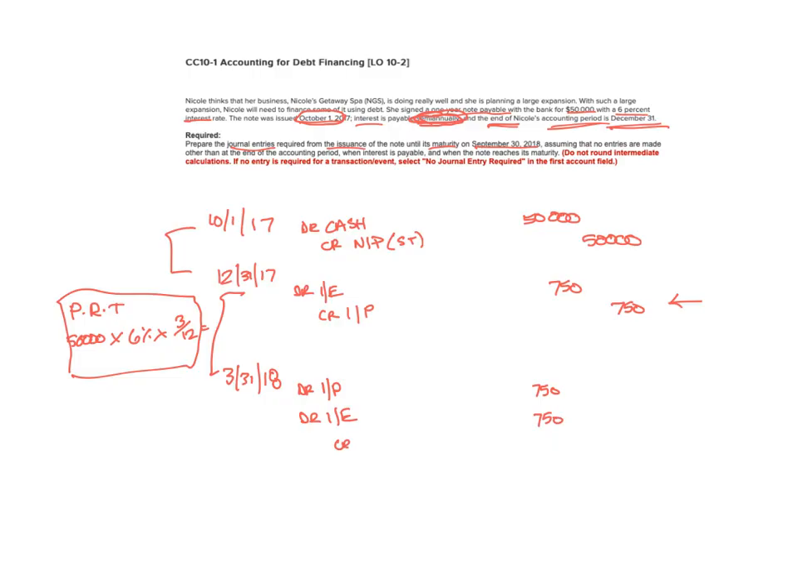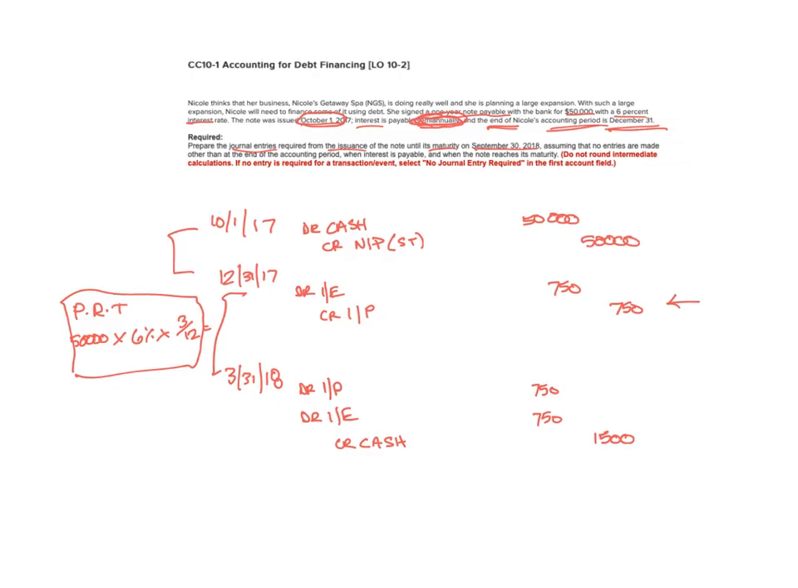And then our credit is going to be to cash because we actually do make our cash payment. Remember, we're paying semi-annual. And so this is half of a whole year's interest. And so we're paying $1,500. Remember, if we take $50,000 and multiply by 6%, that'll give us $3,000. So we're paying half of a year's interest here.